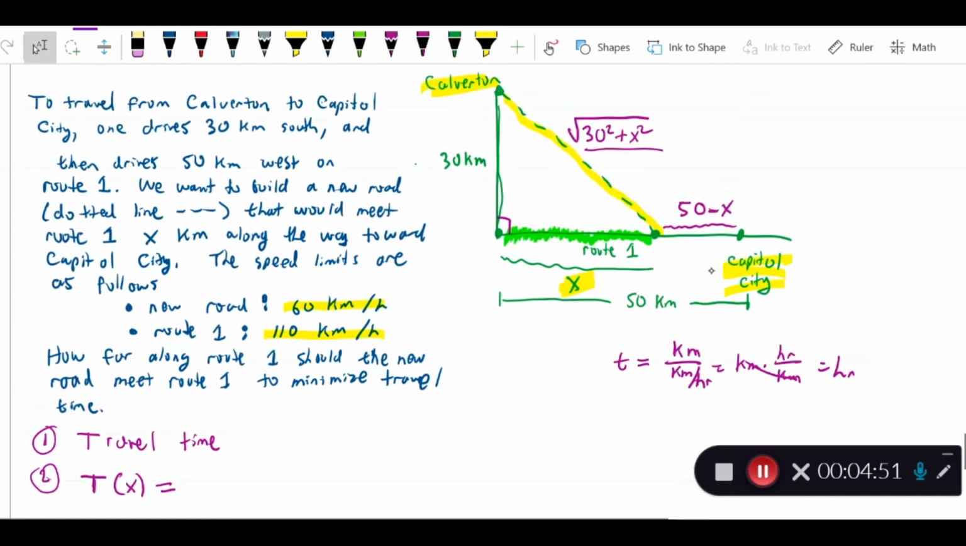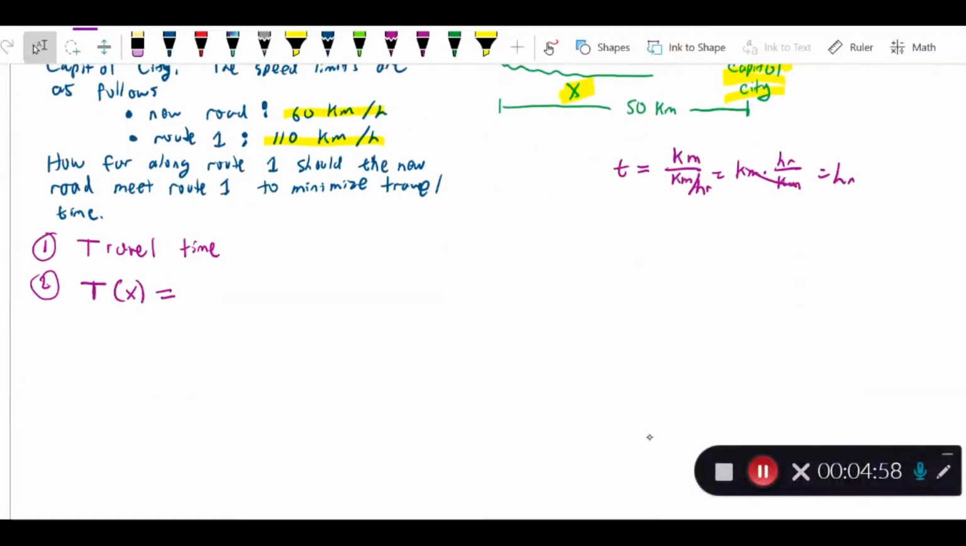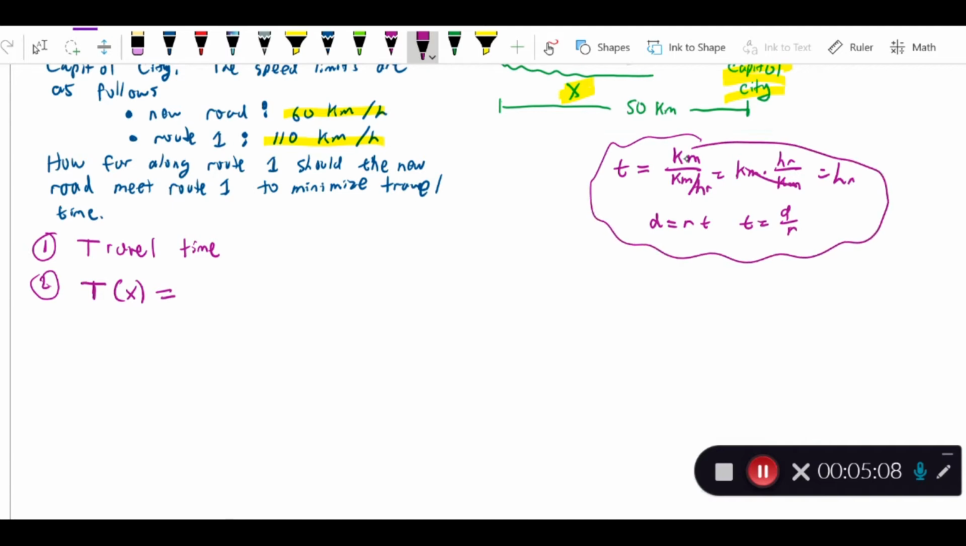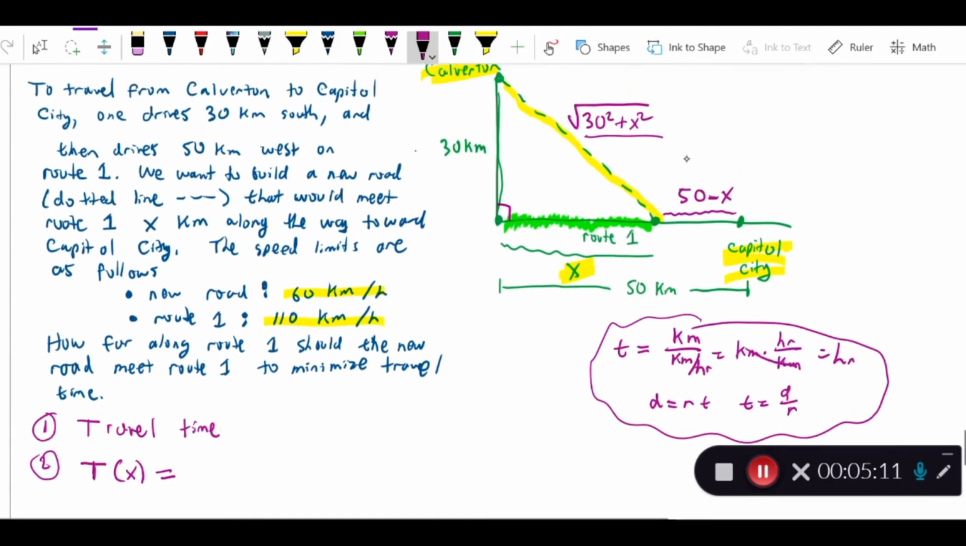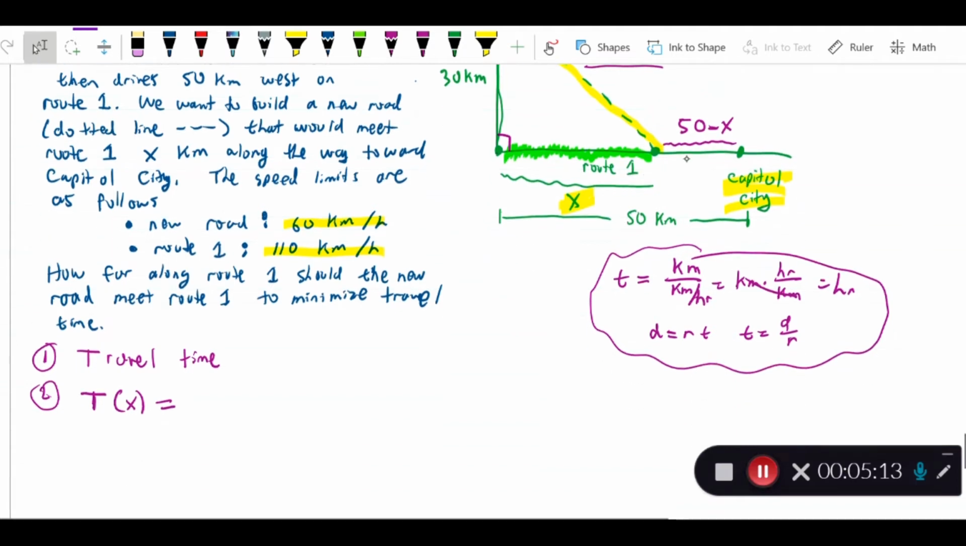If we take the total distance and divide by the speed limit on that road, that'll give us the time that it takes to travel the road. Another way to do it is recall that distance is equal to rate times time, so time is equal to distance over rate. So these are just a couple of thoughts on how you reason out how to turn a distance and a speed limit into an amount of time.